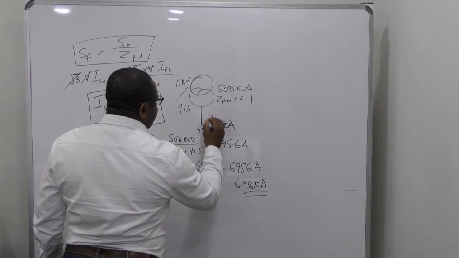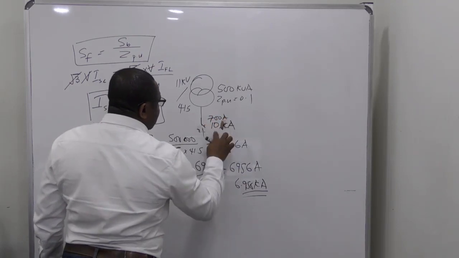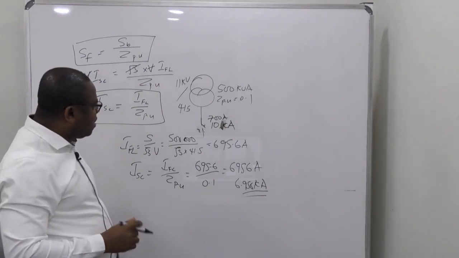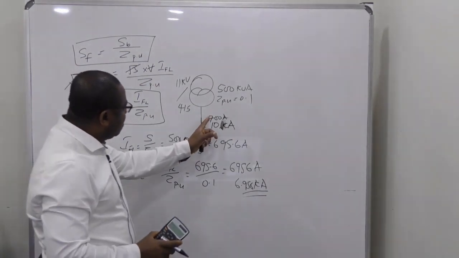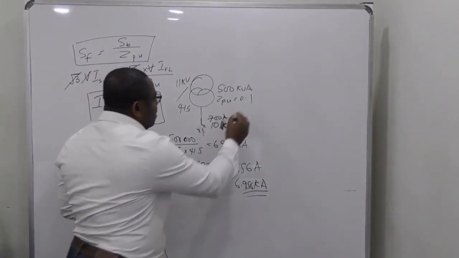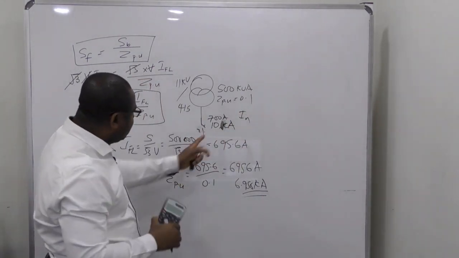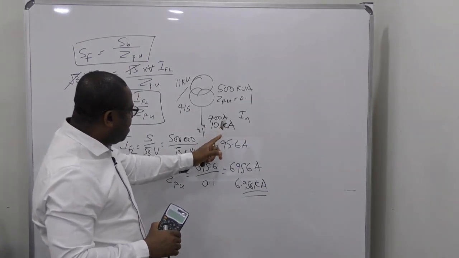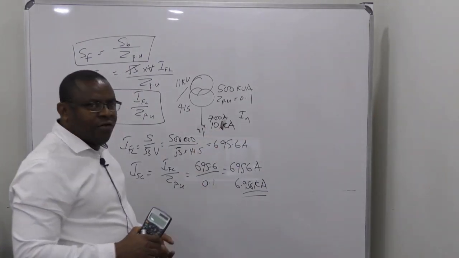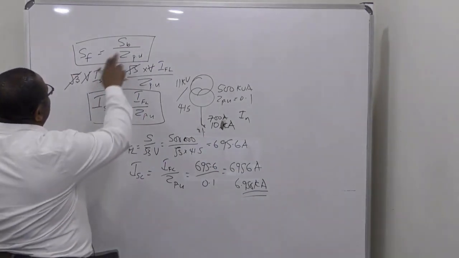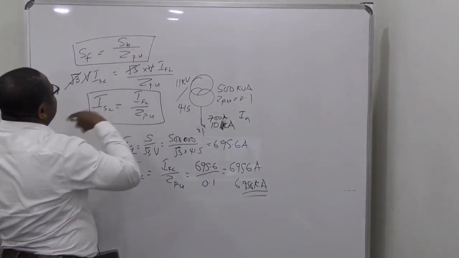So it can be a 700 amps, 10 kA switchgear or circuit breaker. The nominal rating, IN, is based on the full load, and then the short circuit rating, kA, is based on the fault current. So either you solve it this way, or you just get this first.